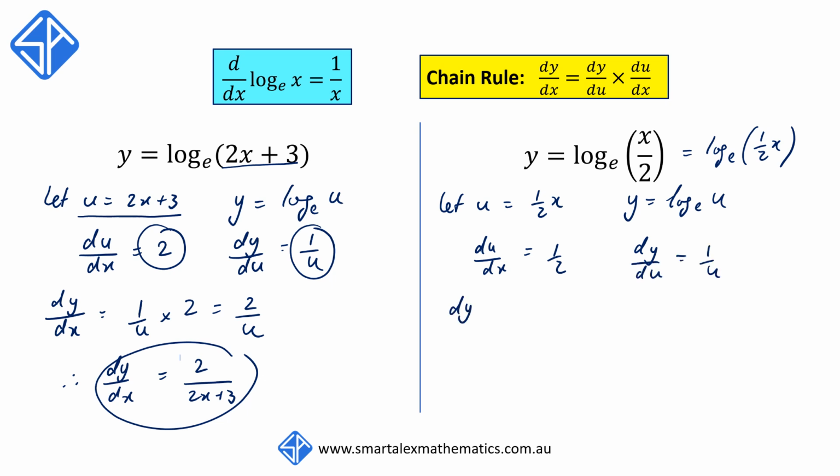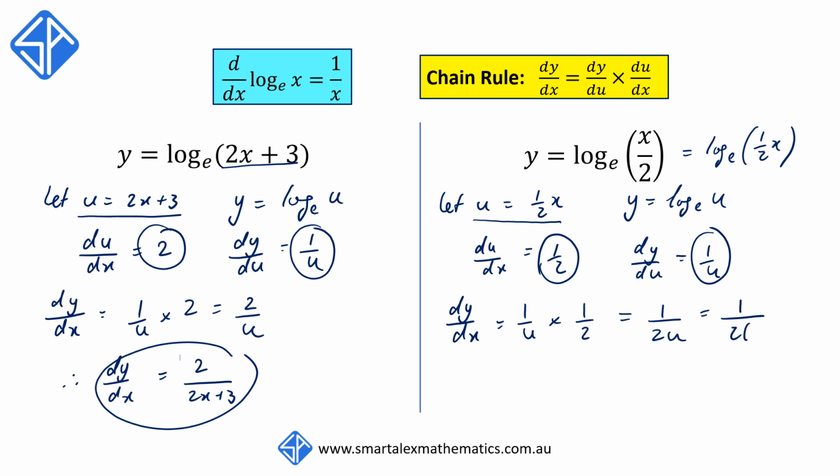Then using the chain rule, dy on dx is equal to dy on du times du on dx. And this will give us 1 on 2u. Again, replace the u and express it back in terms of x. So this is going to be 1 over 2 times a half x. And all of this just simplifies to give us dy on dx is equal to 1 on x.